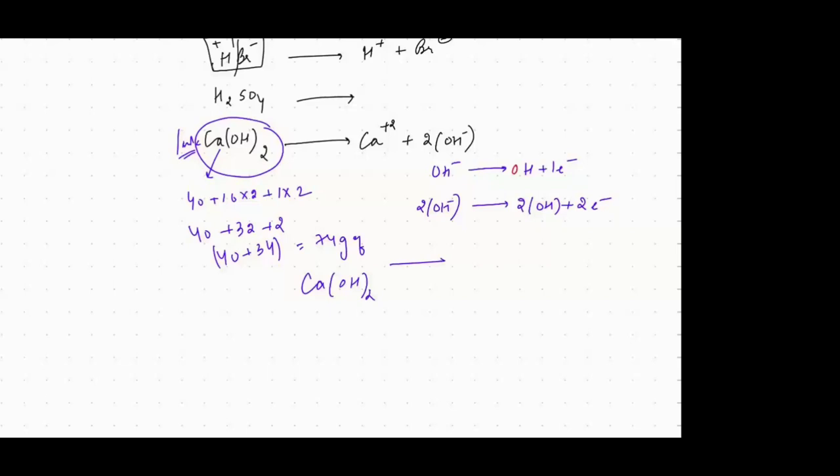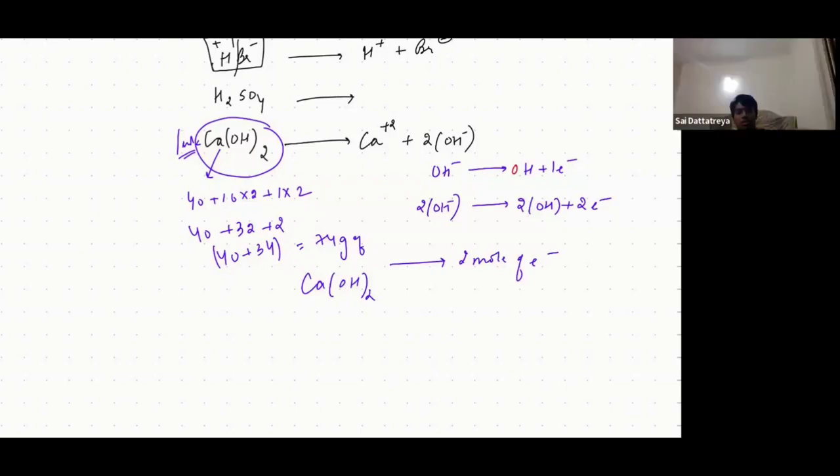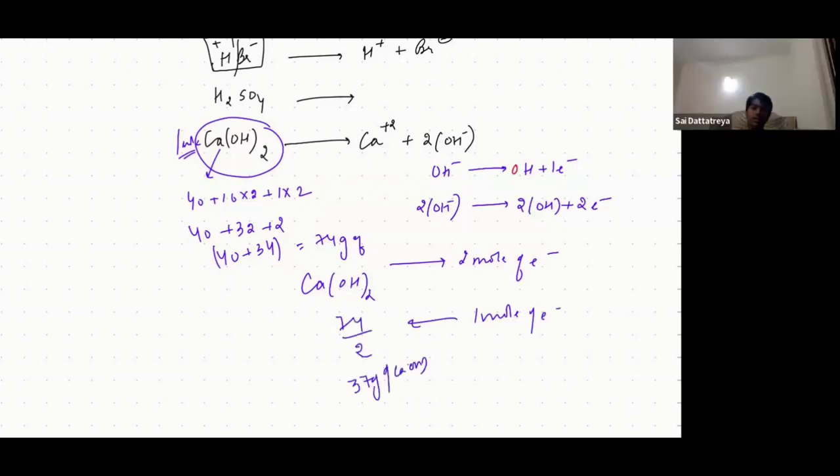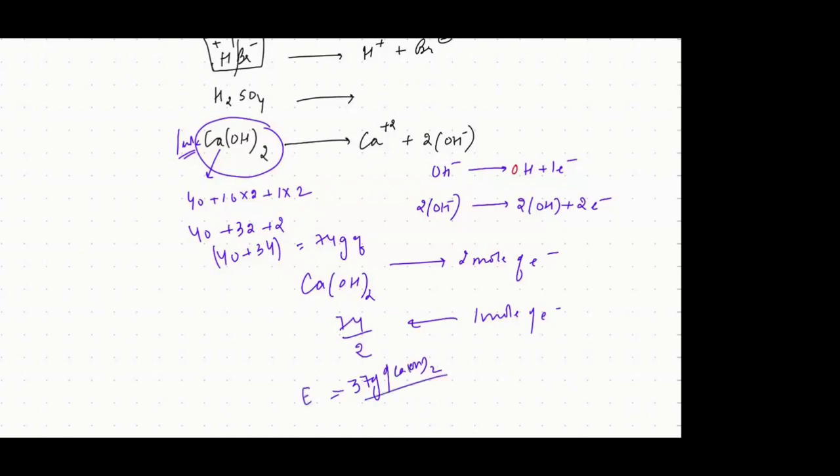shall give off 2 moles of electrons. Yes or no? So 1 mole of electrons shall be given by 74 by 2, that's going to be 37 grams of calcium hydroxide. Understood. So I would say 37 grams would be the equivalent mass. So how do the books state it?